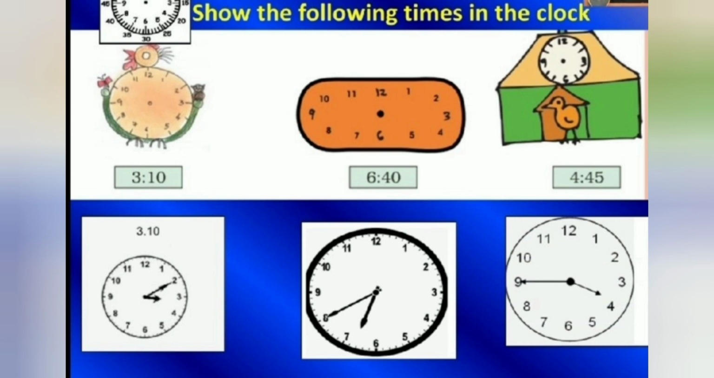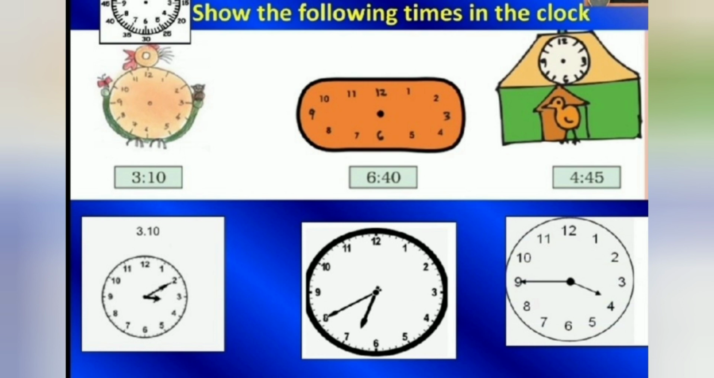Okay. 6:40, our hour hand is between 6 and 7 and 40 means minute hand is on 8. Now next 4:45, its short hand is on 4 and minute hand is on 9.